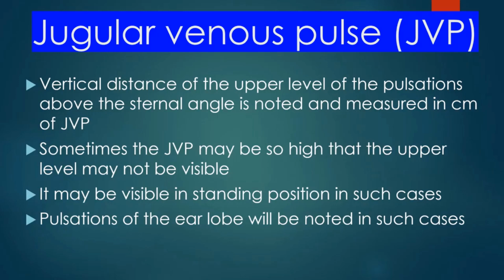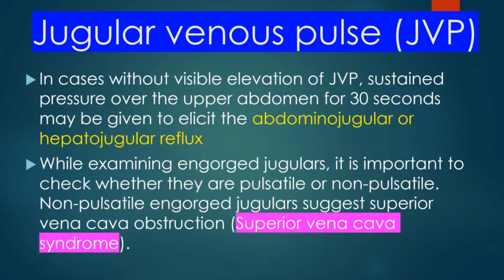Vertical distance of the upper level of the pulsations above the sternal angle is noted and measured in centimeters of jugular venous pressure. Sometimes the JVP may be so high that the upper level may not be visible. It may be visible in standing position in such cases. Pulsations of the earlobe will be noted in such cases. In cases without visible elevation of JVP, sustained pressure over the upper abdomen for 30 seconds may be given to elicit the abdominojugular or hepatojugular reflux.